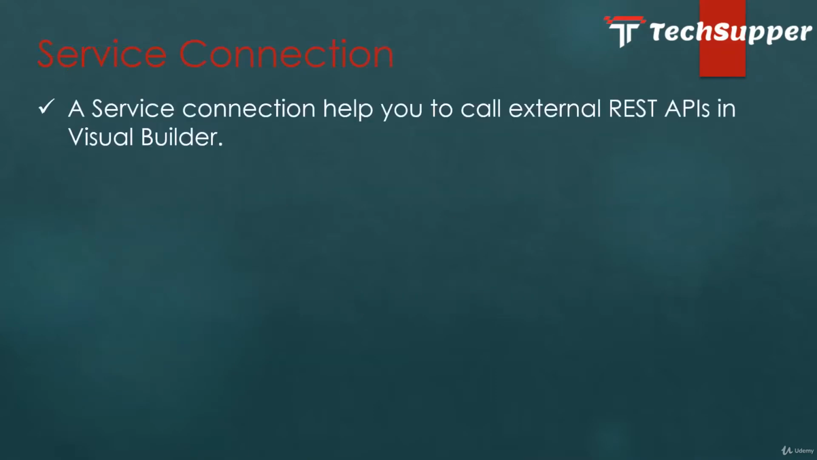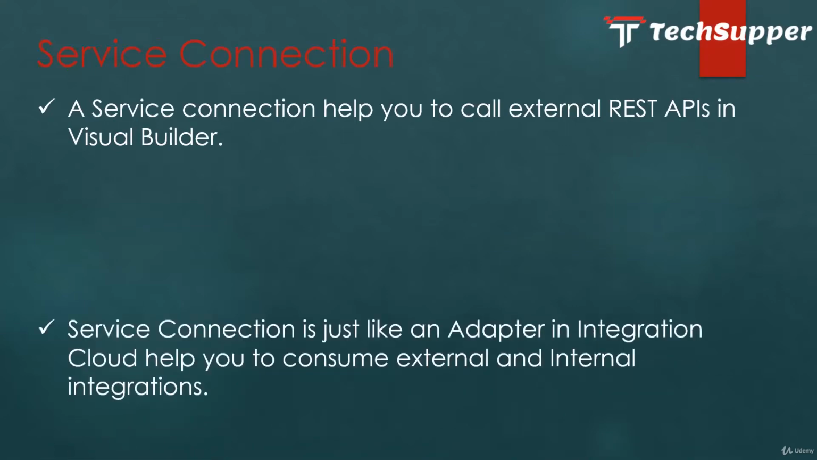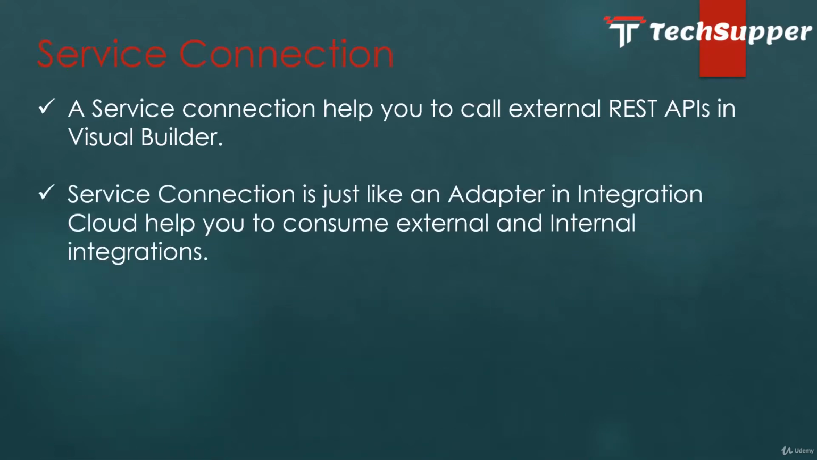A service connection helps you to call external REST APIs in Visual Builder. So if you have a requirement to call an external REST API, then you have to create a service connection with the external REST API. A service connection is just like an adapter in Integration Cloud, which helps you consume external and internal integrations. So using that service connection, you can call external REST APIs as well as the internal integrations which you have created in Integration Cloud.